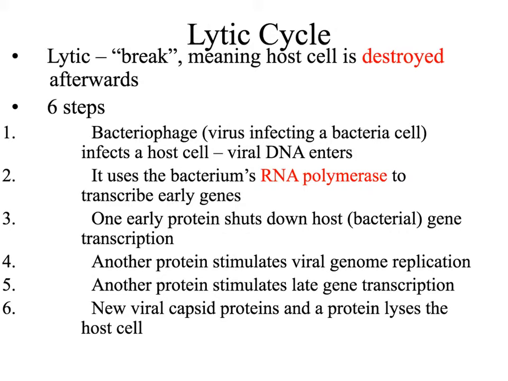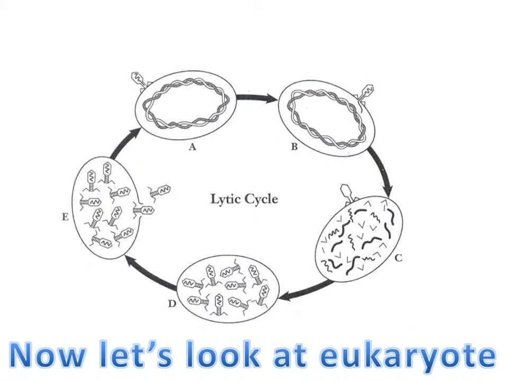One early protein that the virus had genes for is going to shut down bacterial gene transcription. So the bacteria is no longer going to be able to do its own transcription. Another gene from the virus that gets made into a protein is going to stimulate replication. And then another gene makes a protein that's going to stimulate gene transcription. And then eventually all these proteins of the viruses get made and the protein lyses the host cell. So the virus is able to control, by turning on these genes, to get these proteins made that they need to be able to reproduce. Here's a picture of the lytic cycle.